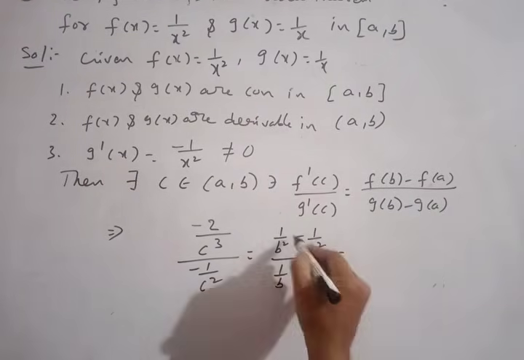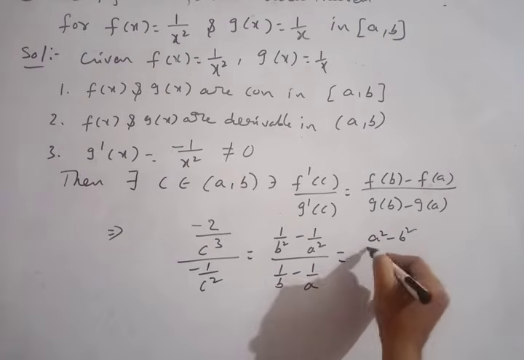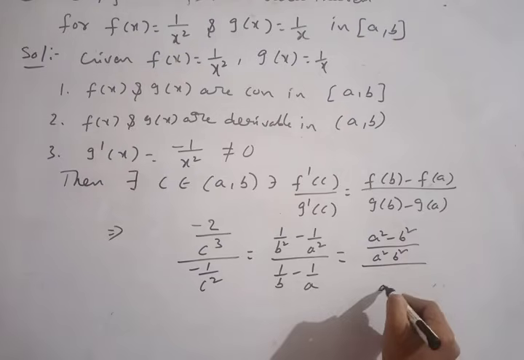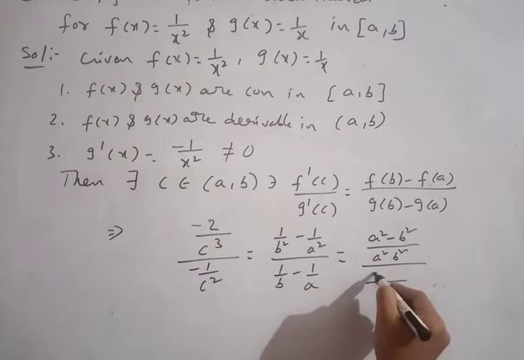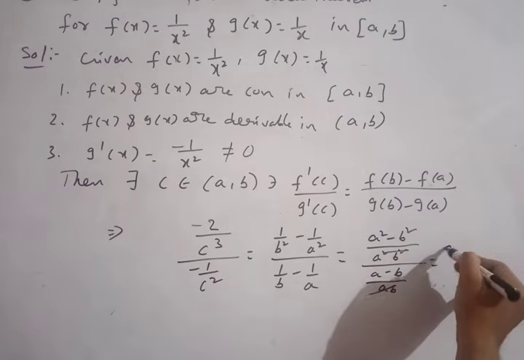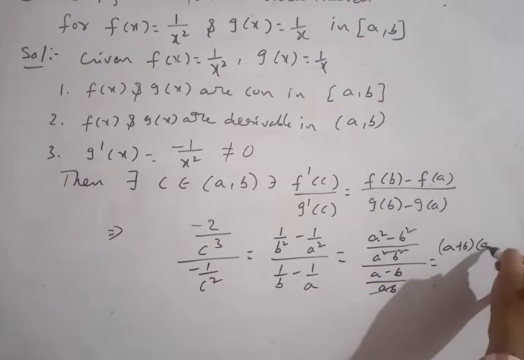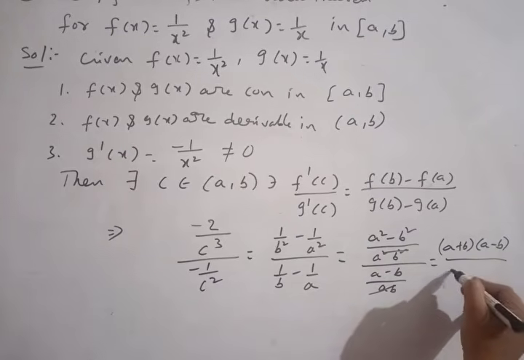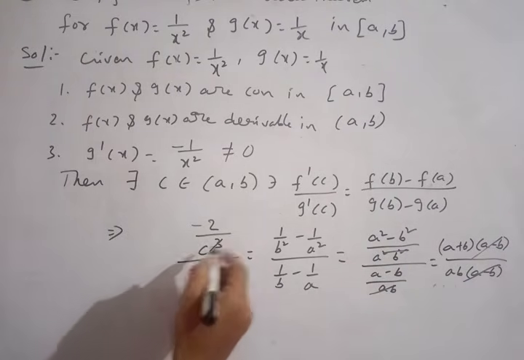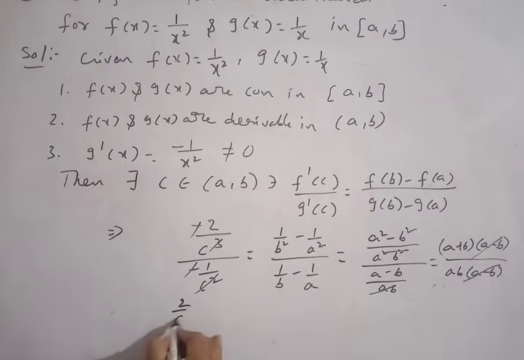So if I take LCM here, a square minus b square by a square b square is the LCM, divided by here LCM is ab into a minus b, correct? So 1 ab got cancelled. a square minus b square can be written as a plus b into a minus b by ab into a minus b. a minus b got cancelled, right? Here c square, this part gets cancelled, minus minus got cancelled. 2 by c is equal to a plus b by ab.